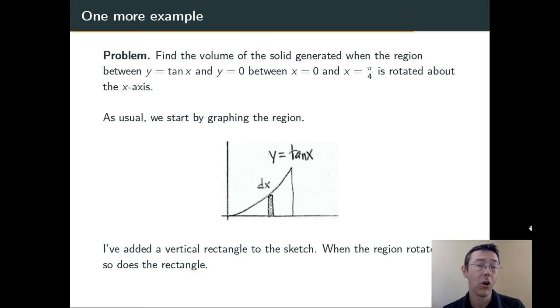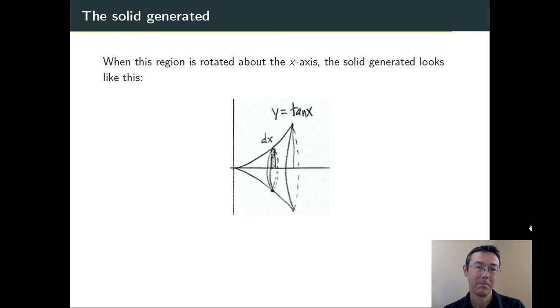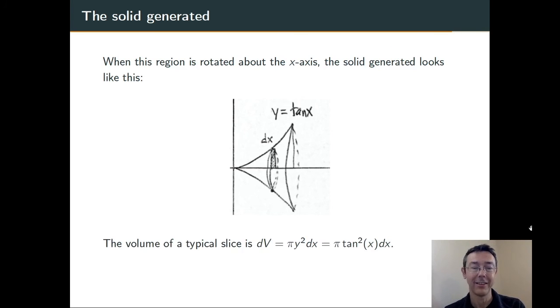I also recommend drawing in one of the rectangles. That way, when we do start thinking about this in 3 dimensions, when we imagine rotating this all about the x-axis, we can picture not just the solid being generated, but also the disk. So here's what all that looks like. When the region is rotated about the x-axis, we get this sort of cone-shaped object. And when the vertical rectangle is rotated about the x-axis, we get a disk. The volume of that disk is going to be pi y squared dx. Here y is tangent x, so we get pi times tangent squared of x dx.